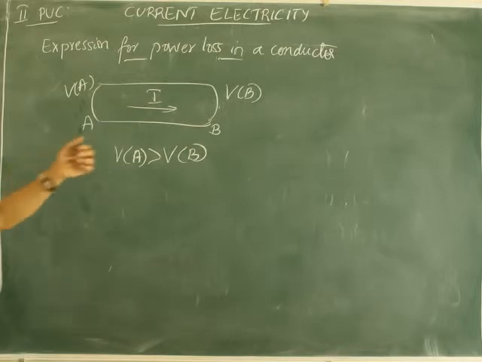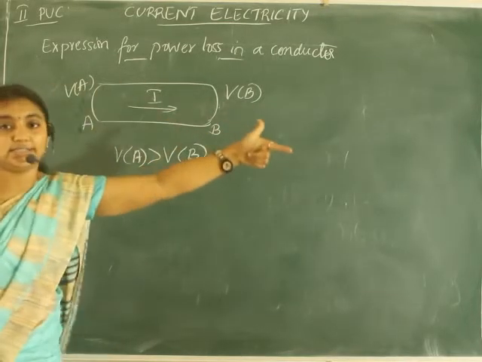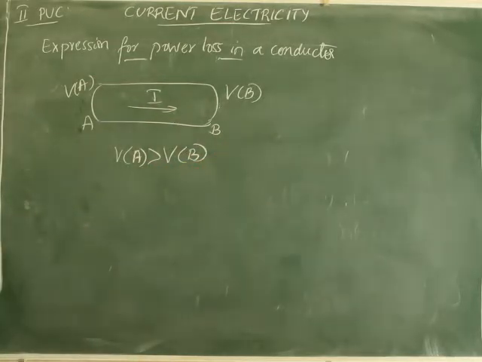So the electrons will always flow in this direction. Therefore, the direction of current is this. Understood? Because electrons flow from lower potential region to higher potential region. Is it so? Okay. Now, always the conventional current flows from higher potential region to lower potential region.